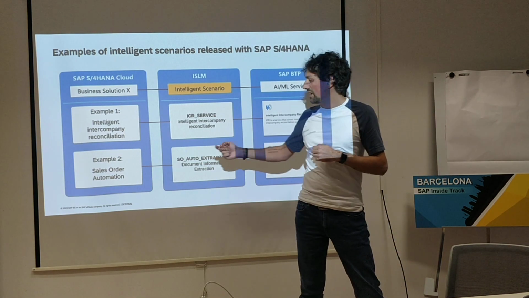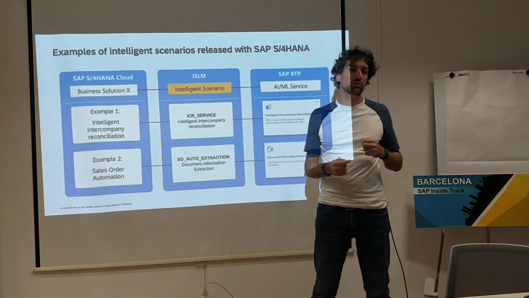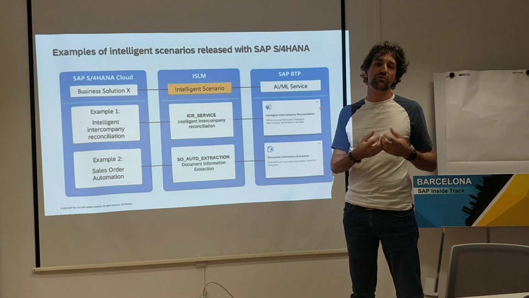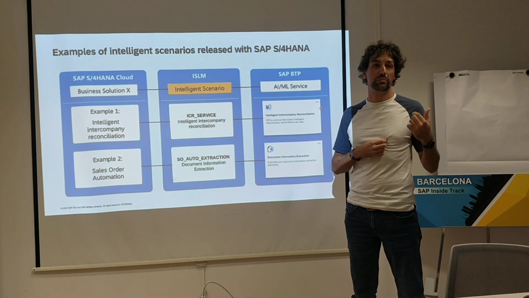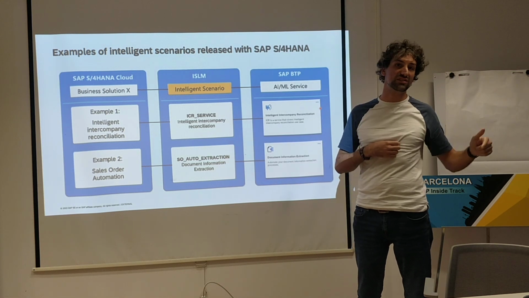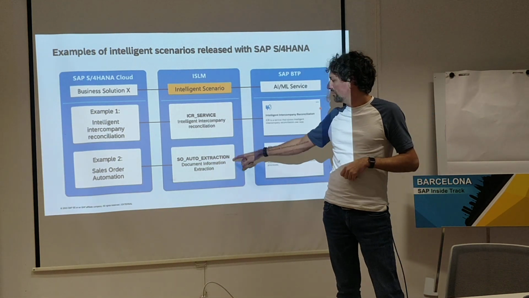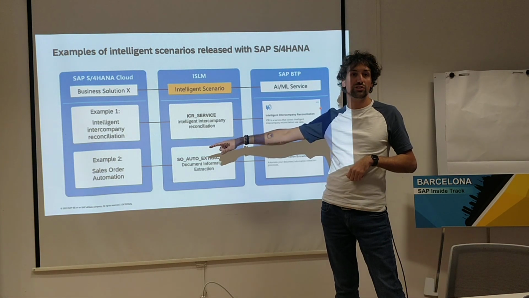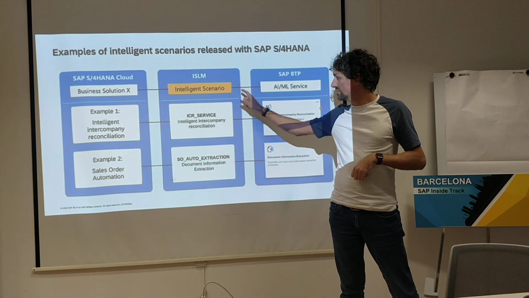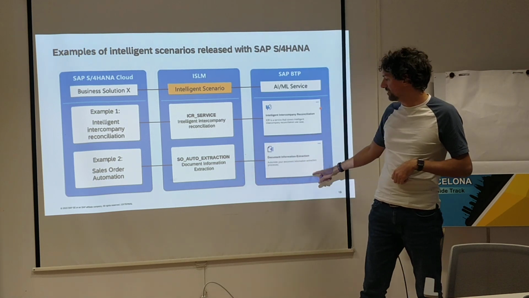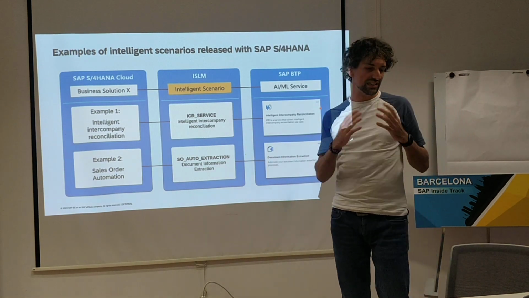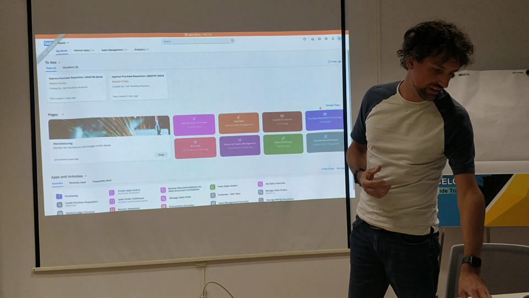Another example is sales order automation. In that case, we automate the creation of a sales order coming potentially from the PDF of a purchase order from the customer's customer, and then we have that scenario embedded into an application for automatic creation of sales orders, which calls the scenario itself, which is connected to the document information extraction service in BTP. That's another example of how we can run it.